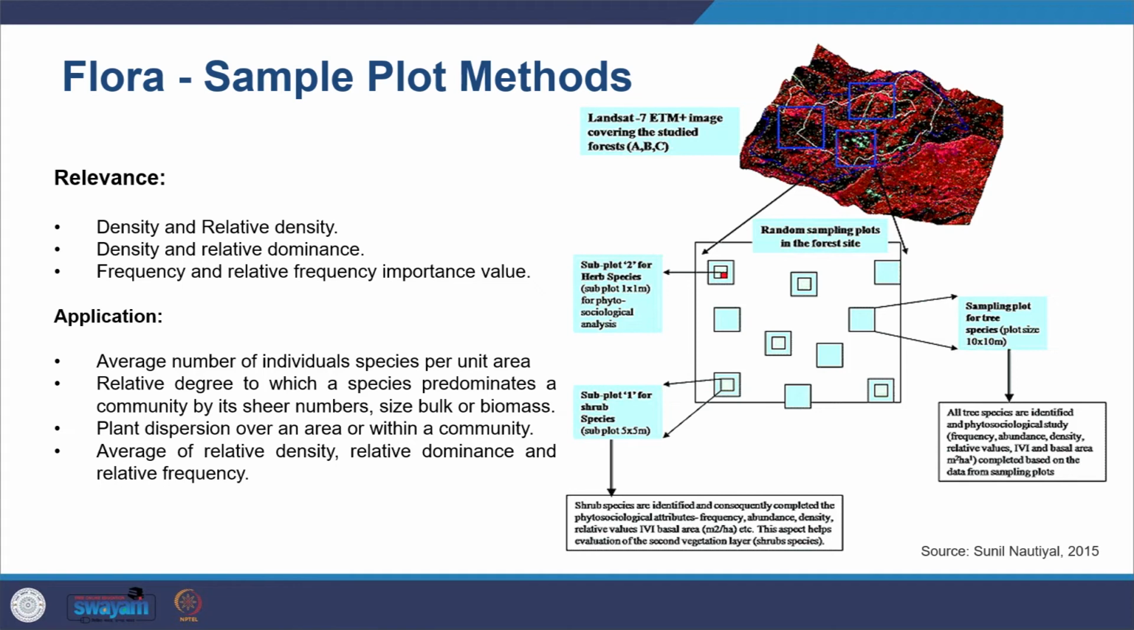And it serves a lot of purpose, like you can identify the average number of individuals of a species, you can look at the relative degree to which a species predominates a community, then plant dispersion over an area. You can also look at the average of relative density, relative dominance, and relative frequency. So you have certain guidelines on what plot sizes you have to use for what types of plants. So you can see here from the list.